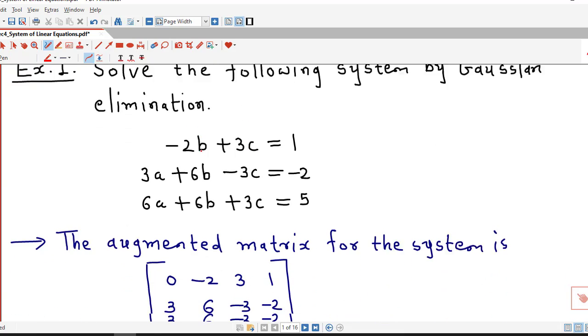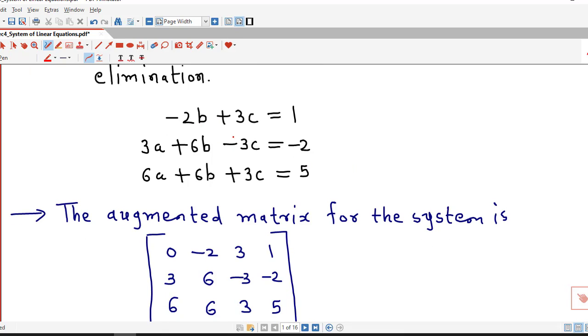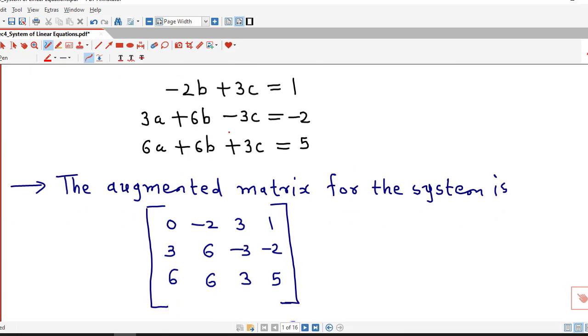So, we consider this system. Here A, B, C are unknown quantities, and we have to find out values of A, B, C which satisfy this system. So, as usual, we write the augmented matrix for the given system. Here the first column corresponds to coefficients of A, the second column to coefficients of B, and the third column to coefficients of C. We can see there is no A in the first equation, so we consider the coefficient of A to be 0.